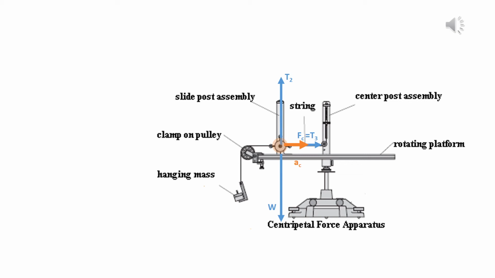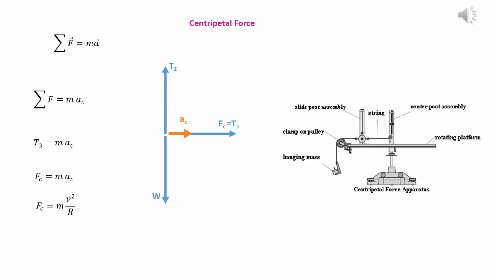So in this case, weight and tension 2 would be 0, balancing each other, and the only force acting on the centripetal acceleration would be F centripetal, which is the tension 3. Okay, in our problem, we have three forces, T3, T2, and the weight. So remember the system. T3 is F centripetal, and it is directed along A centripetal.